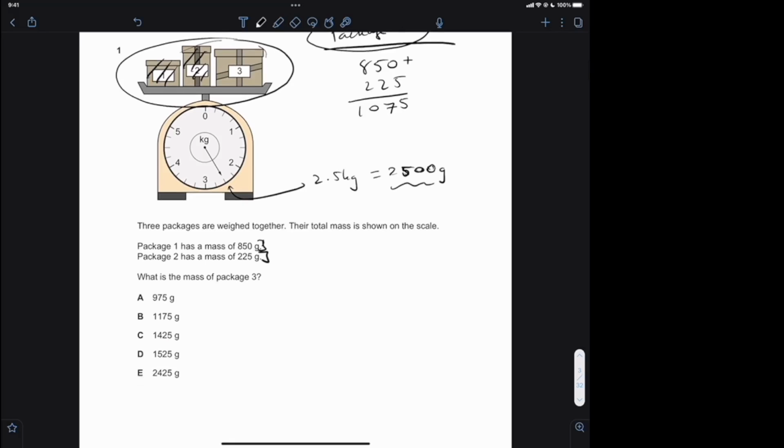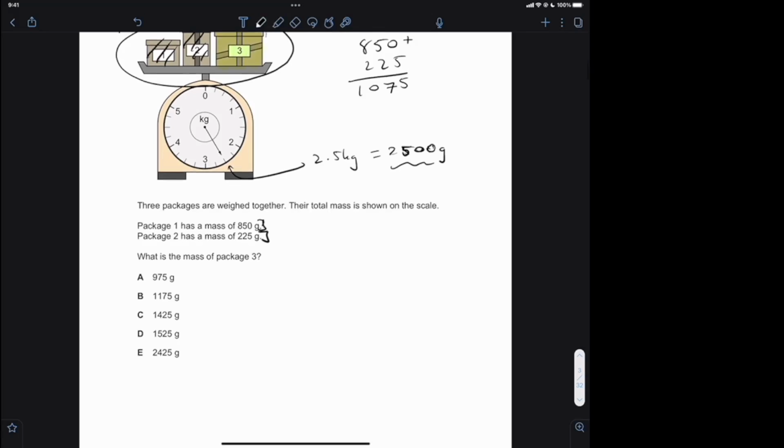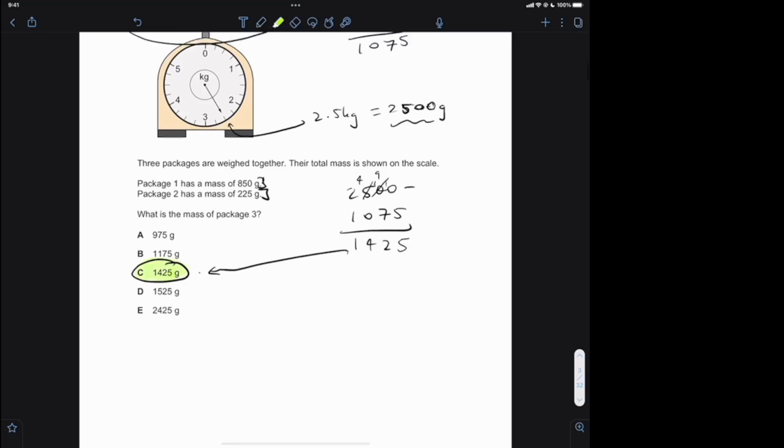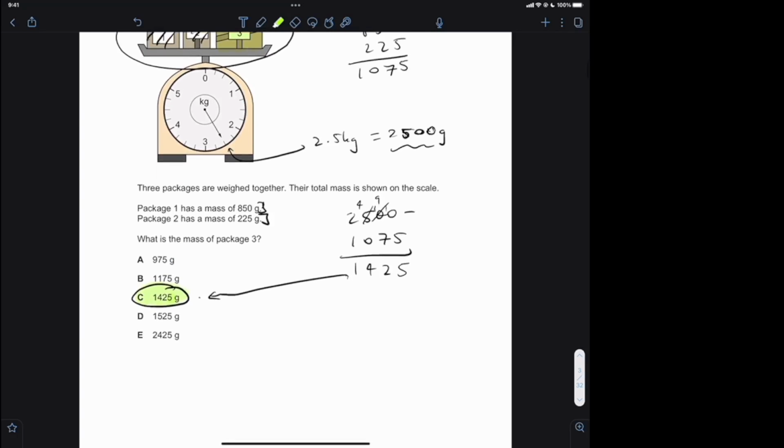So to work out package 3, we literally just need to subtract to find the difference between the total and those masses we just worked out. So the total being 2,500, the masses we worked out being 1,075. Let's borrow from this 5, and borrow from the 10. And so we get 10 minus 5 is 5, 9 minus 7 is 2. And finish it off. So the answer we get is 1,425, or option C. So just finding the difference between packages 1 and 2 and the total weight gave us package 3.